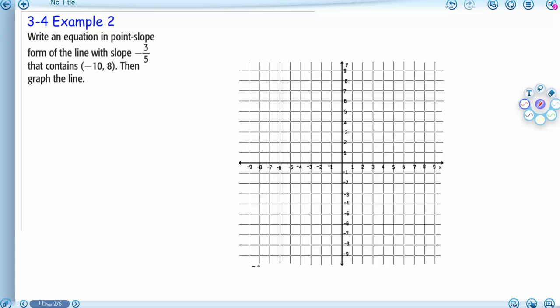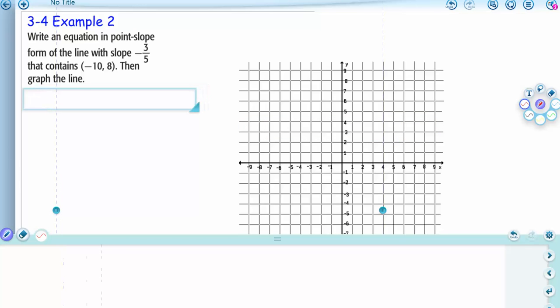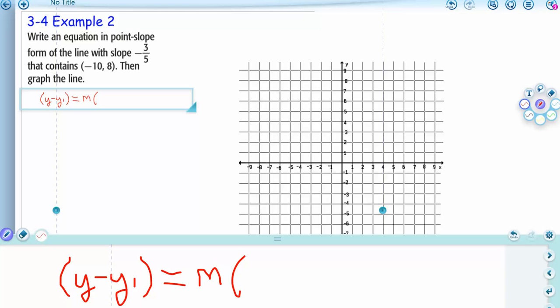First, we have to remember what the point slope form is. From the lesson, point slope form is y minus y sub 1 equals the slope m times x minus x sub 1.